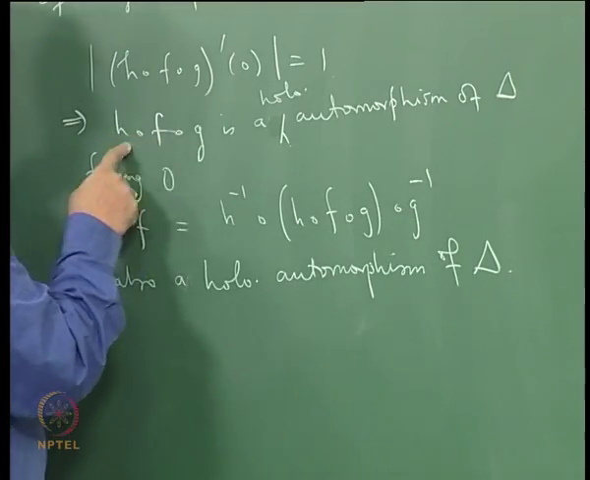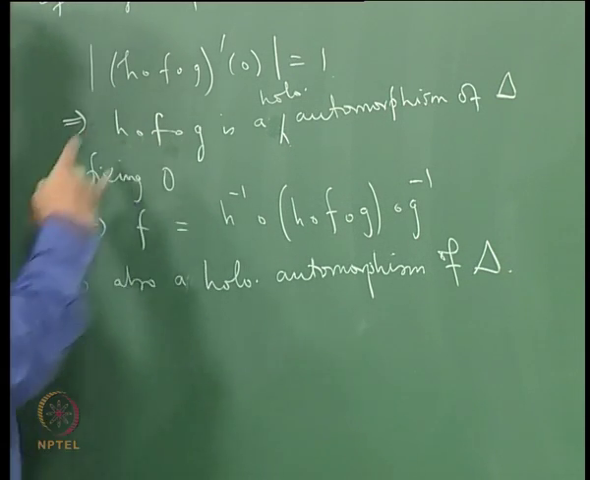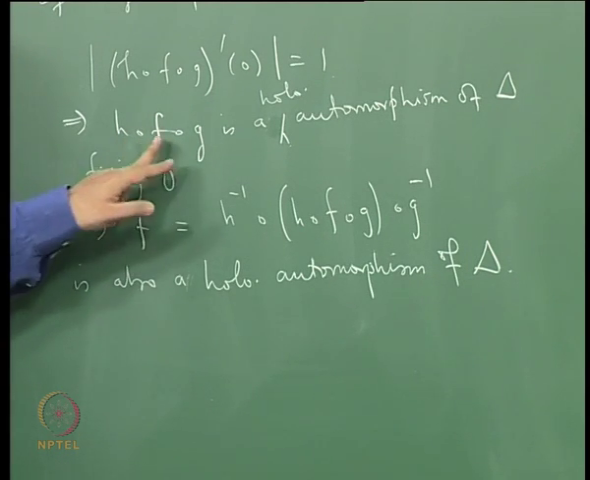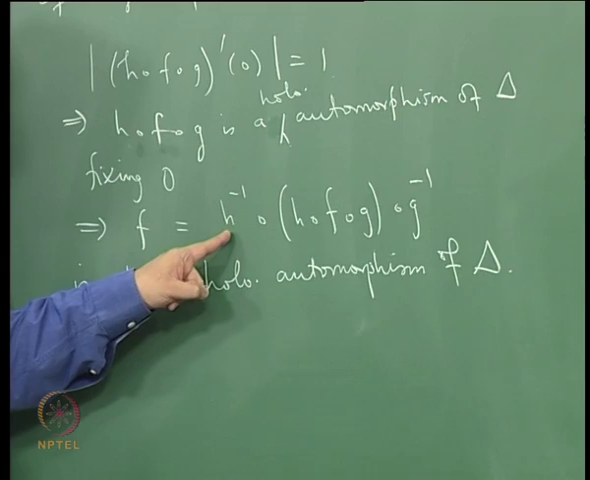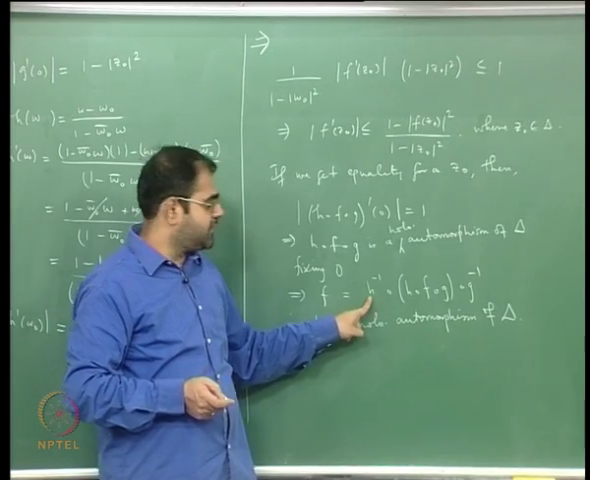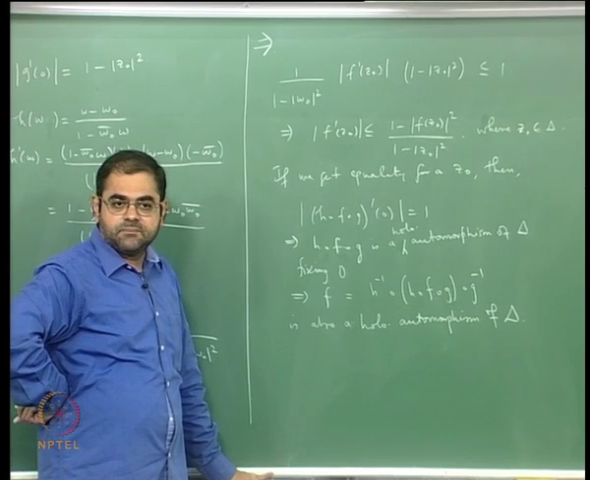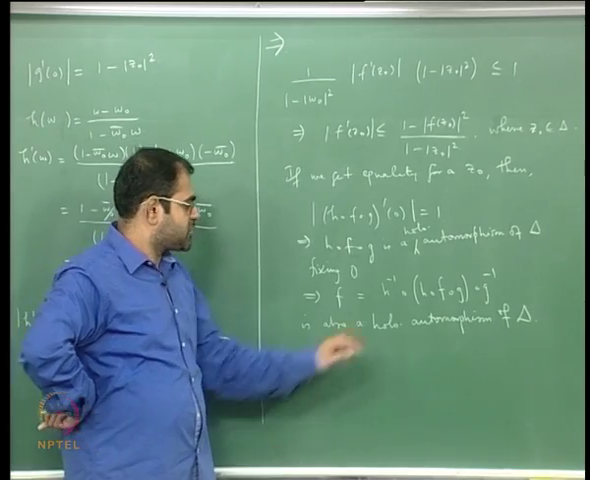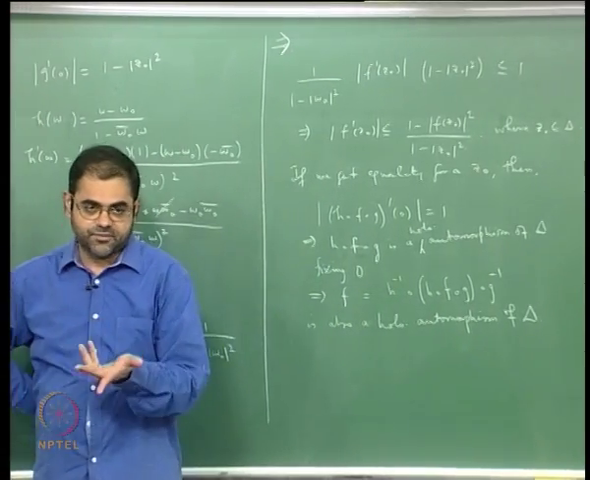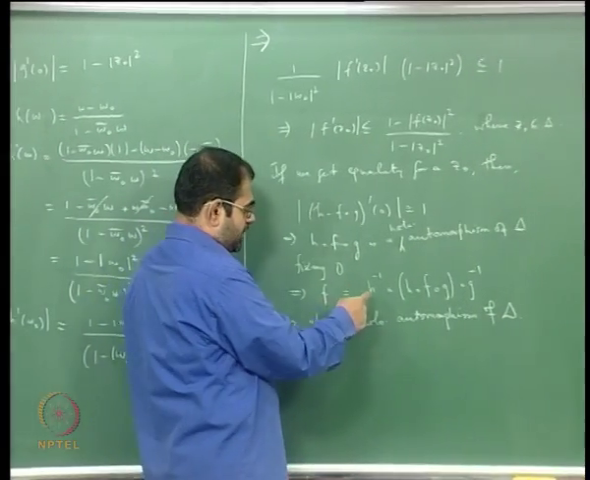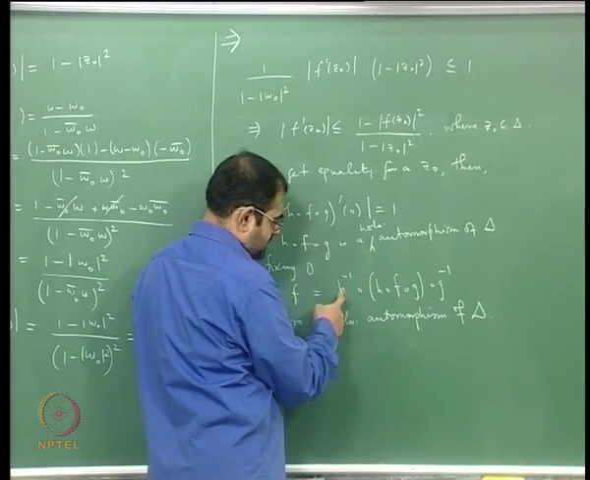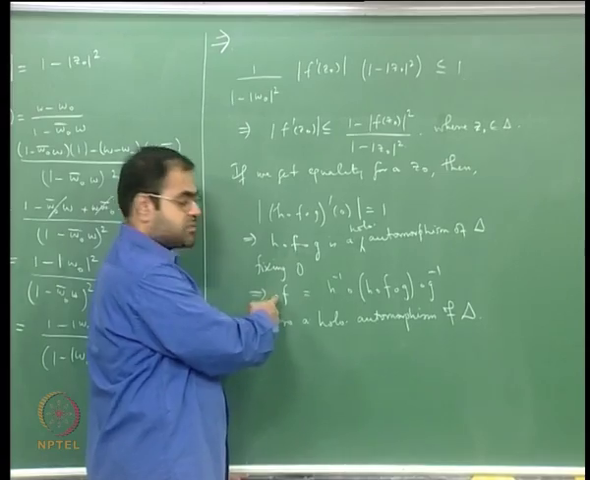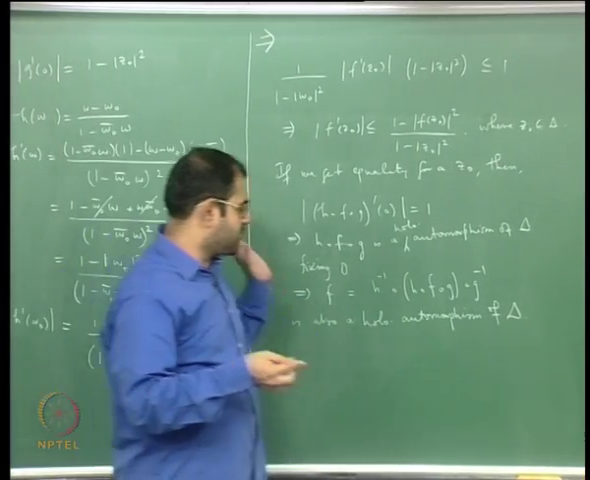So that condition will tell you that this h circle f circle g, the function to which we applied the differential version of the Schwarz lemma, will be an automorphism. But then you can get f from this function by pre-composing with h inverse on the left and post-composing with g inverse on the right. That's possible because h and g are Mobius transformations, so they have inverses. This central thing is an isomorphism, the others are also isomorphisms, and a composition of isomorphisms is again an isomorphism, so f is an isomorphism. So that proves Pick's lemma.